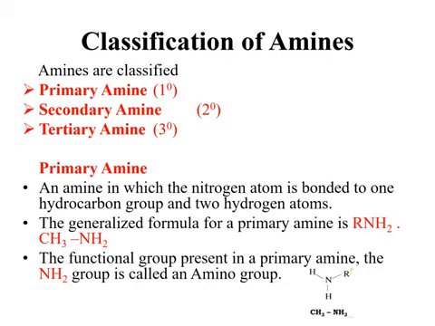An amino group is the NH2 functional group, and at the bottom of this slide you can see the open structure of primary amines. You can see that there are 2 hydrogen atoms attached to nitrogen and one bond is with the alkyl group.